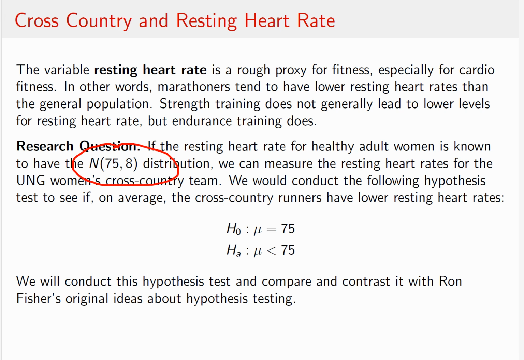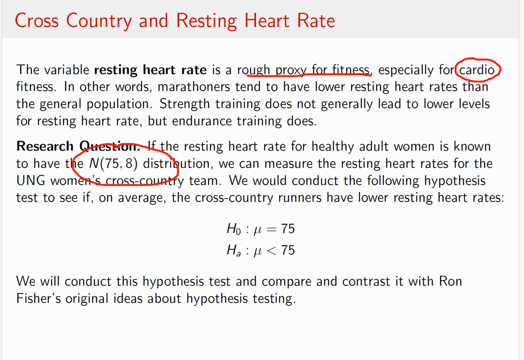or if the standard deviation is slightly different. What matters is the idea that healthy adult women have a certain range, right? A certain bell-shaped distribution for their heart rates. And why would the cross-country team be different? Well, it turns out that resting heart rate is roughly a proxy for fitness. In other words, the more cardio you do, the more aerobic fitness that you have, the lower your resting heart rate tends to be. Like I said, it's a rough proxy. It's not a perfect one.